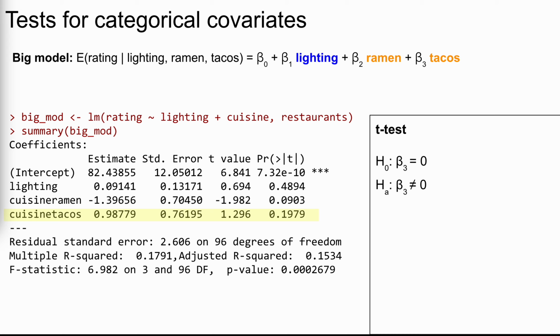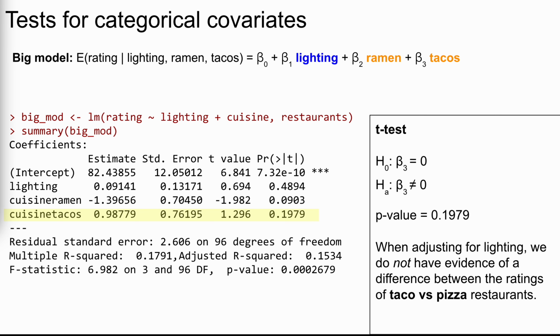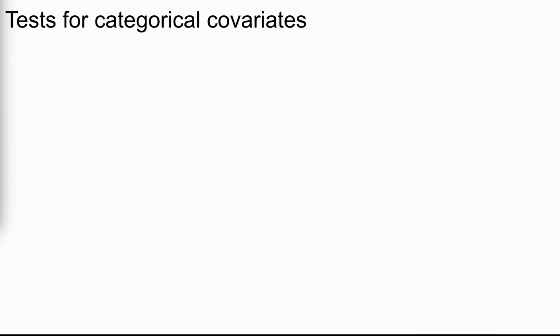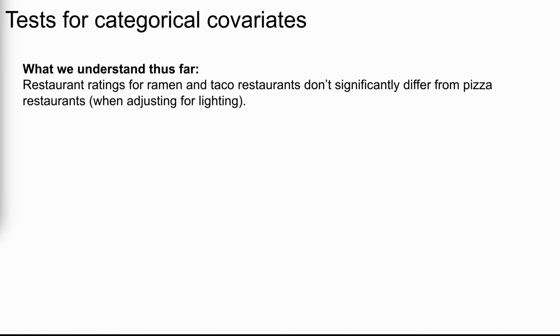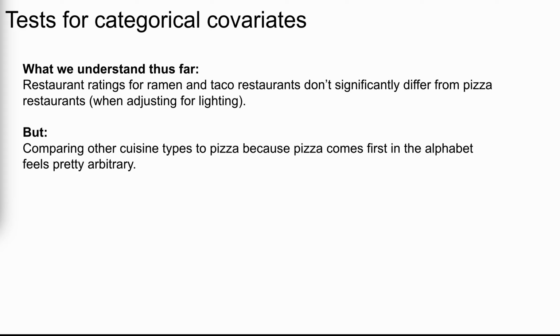Similarly, though the positive taco coefficient suggests that ratings are higher for taco restaurants than for pizza restaurants when adjusting for lighting, the high p-value indicates that this difference is not statistically significant. Okay, so thus far we understand that restaurant ratings for ramen and taco restaurants don't significantly differ from pizza restaurants.